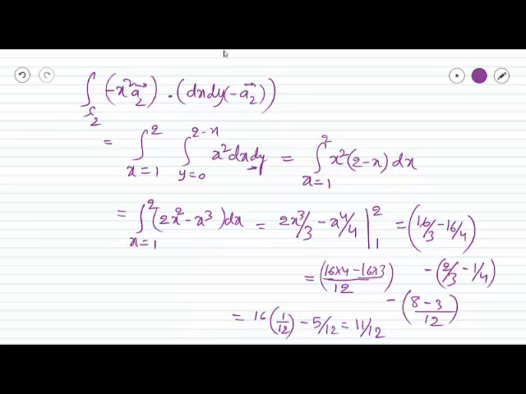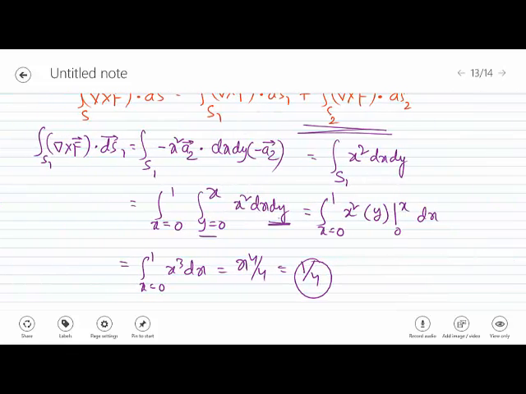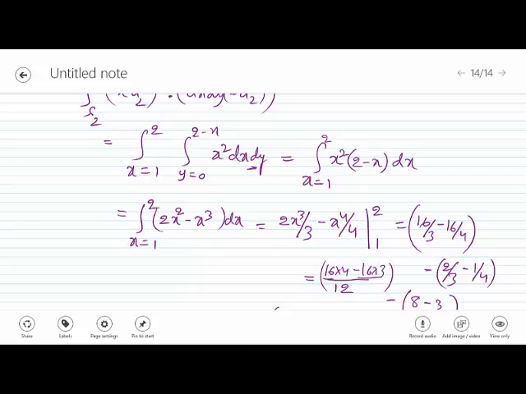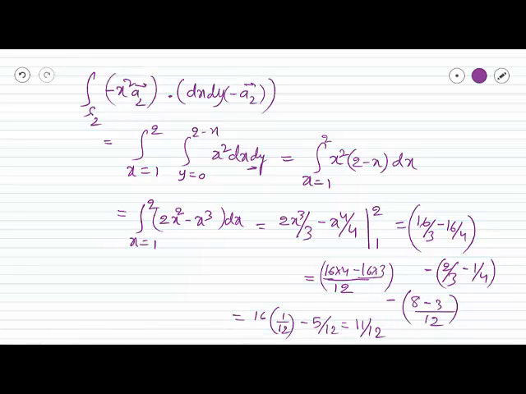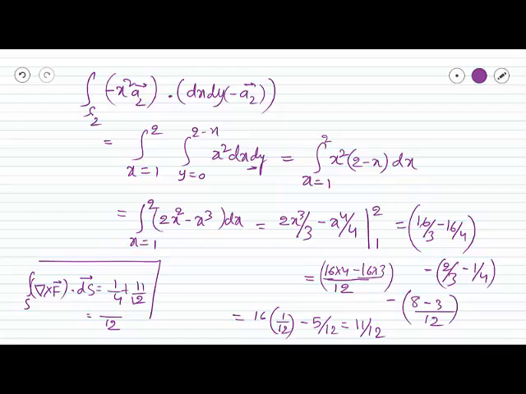12. 11 by 12. So for the first surface we got, what is the answer for the first surface? 1 by 4. So 11 by 12 plus 1 by 4. So totally, overall, the open surface integral of del cross F bar dot ds bar is equal to 1 by 4 plus 11 by 12. So what is the answer? 3 plus 11, 14, 14 by 12, it is 7 by 6.